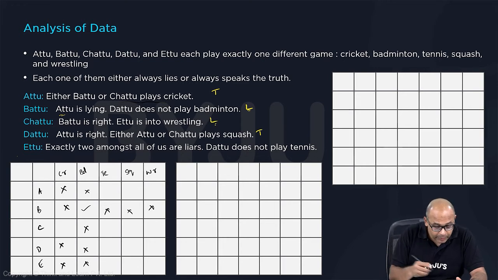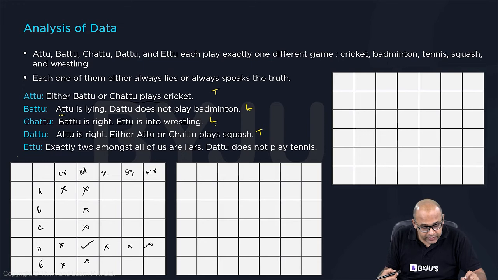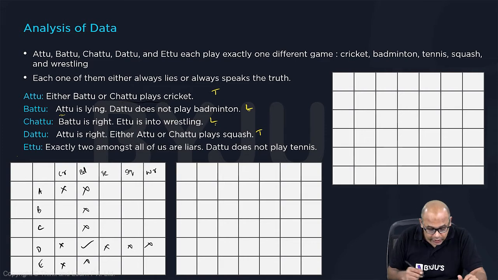Okay, sorry, not Battu, Dattu. That is my bad. That is D. So D does not play badminton, so we have to say D is playing badminton. So this also has to be erased. Yes, so D is playing badminton. So these will be gone. And Chattu says, C says, E is into wrestling. So E is not into wrestling.